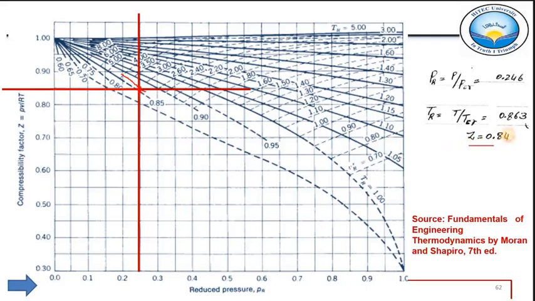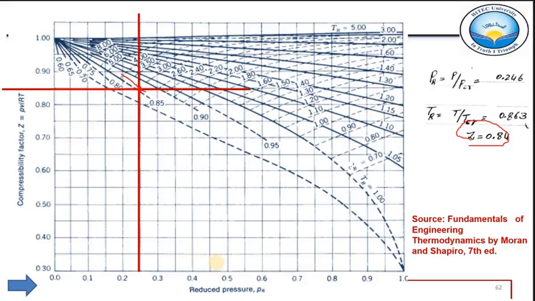In the book, the value is 0.84. There will be some reading error, so that is fine. An error in the second or third decimal is acceptable, but not more than this. Okay, so now Z is calculated with the help of this compressibility chart.